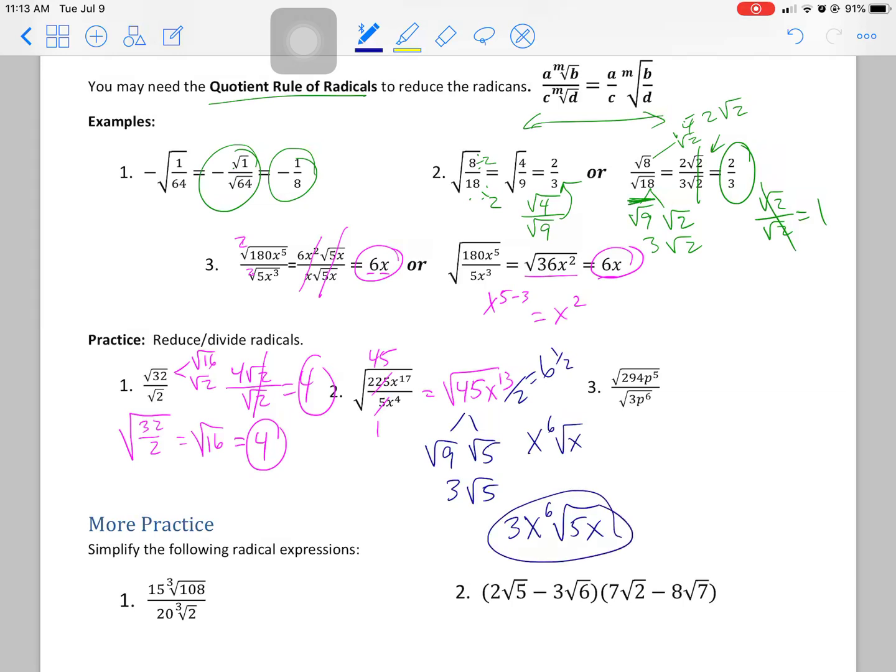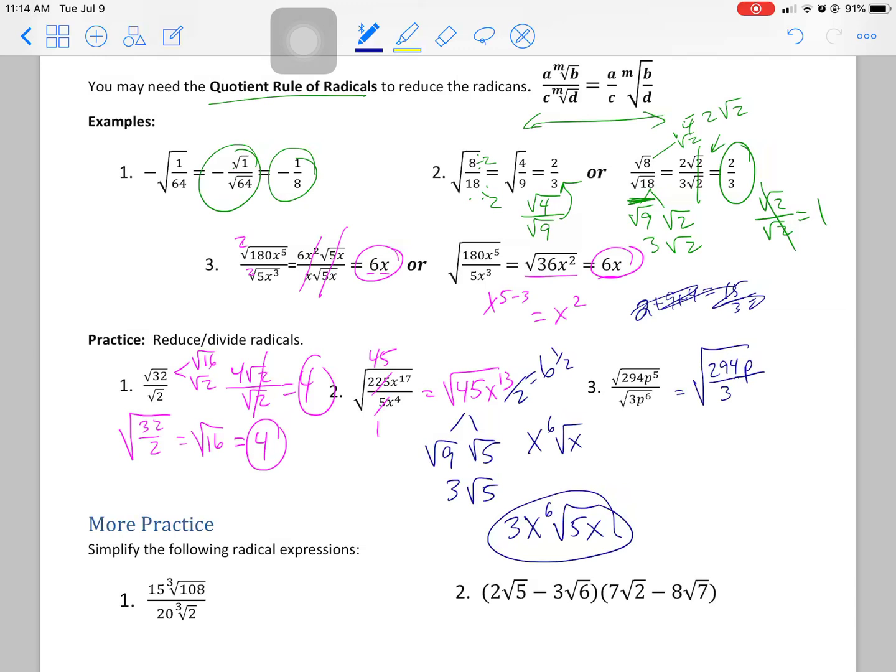This one, I think I'm going to choose to put together. So, how do I know 294 is divisible by 3? Remember the divisibility rule for 3: 2 plus 9 plus 4, 11, 15. 15 is divisible by 3, therefore 294 is divisible by 3. So you might as well put it together. That might be easier than finding the biggest perfect square in there.